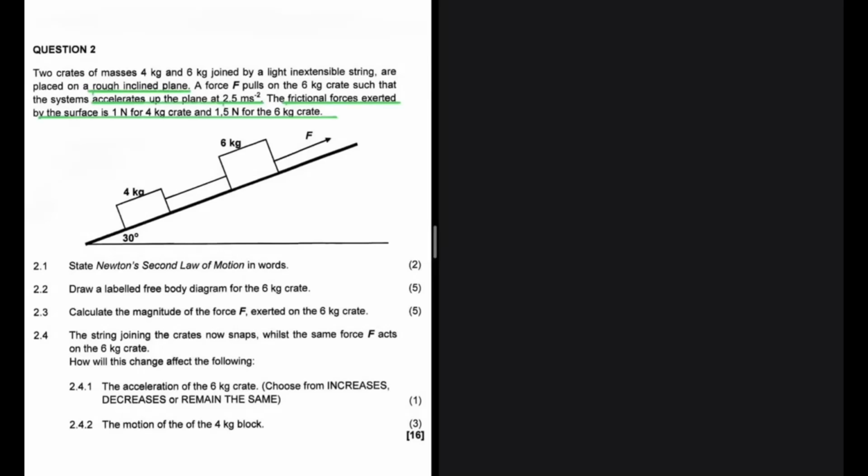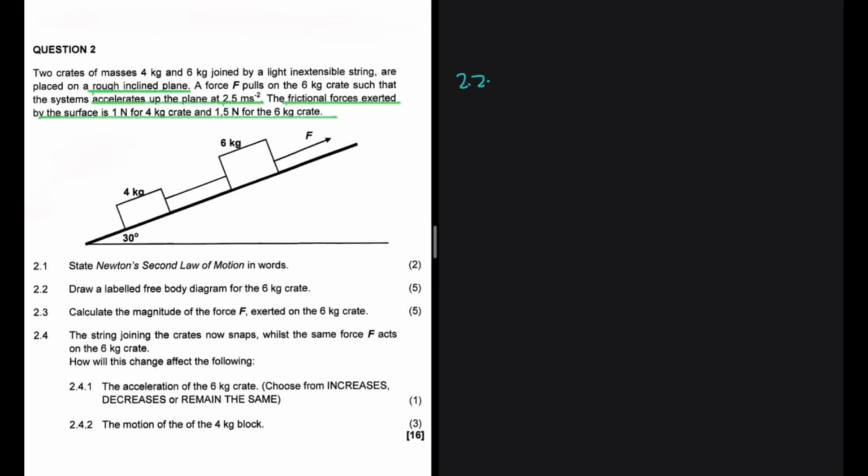I've highlighted the important points here. The two crates are lying on a rough inclined plane, and they're accelerating up the plane with an acceleration of 2.5 meters per second squared. And then there's a frictional force between the plane and the crate. For the 4 kg crate, the frictional force is 1 newton, and for the 6 kg crate, the frictional force is 1.5 newtons. And then 2.2 is saying that let's draw a labeled free body diagram for the 6 kg crate.